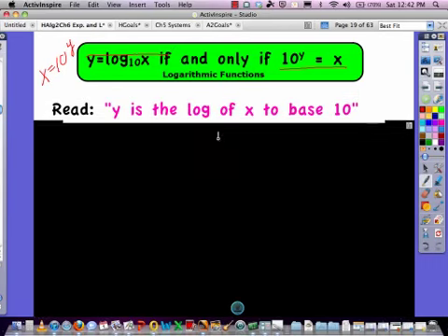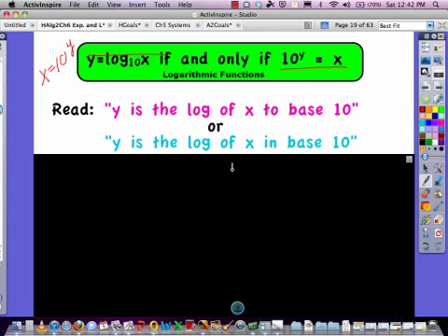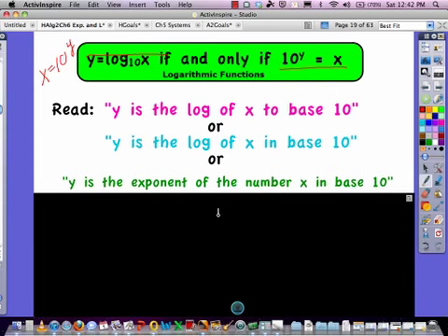Now here's a couple other choices. y is the log of x to the base 10. y is the log of x in base 10. I believe that's what I said. And you can also say y is the exponent of the number x when you're in base 10. That might be one of the simpler ways right now to think of it because you're really not used to this log idea and what logarithmic means. So y is the exponent for the number x, if we're in that base number, in this case, base 10.